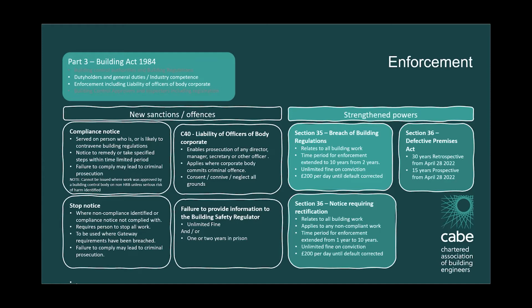It's also critical to understand that there are some really significant strengthening of powers as well within the Act. So the breach of building regulations under Section 35 and notice requiring rectification under Section 36 both have their time periods for enforcement extended from 1 or 2 years to 10 years. That really does extend the envelope during which defects within a building may be identified as breaching the requirements of the building regulations or other aspects of the law, and it opens up a much wider window for enforcement action or prosecution.